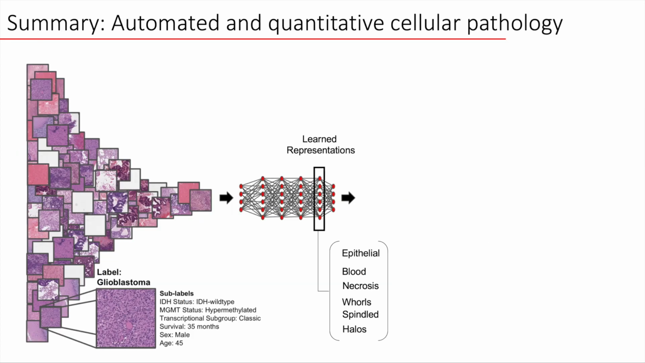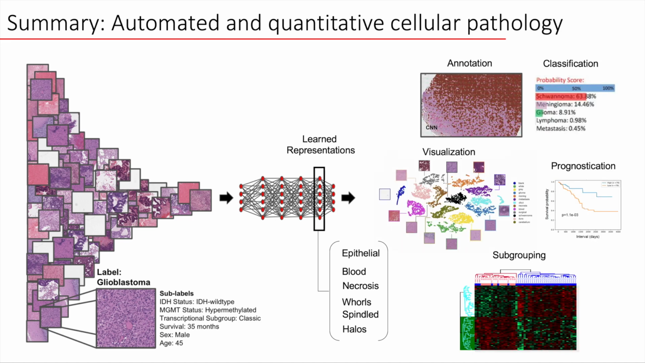So in summary, hopefully you've seen how neural networks and deep learning can provide automation and quantification to cellular pathology. And again, a relatively straightforward workflow where you train a neural network and then you can use either the classifications or the feature vectors that often correlate with human constructs to do a wide range of tasks, including annotation, classification, visualization, prognostication, and subgrouping of tumors.